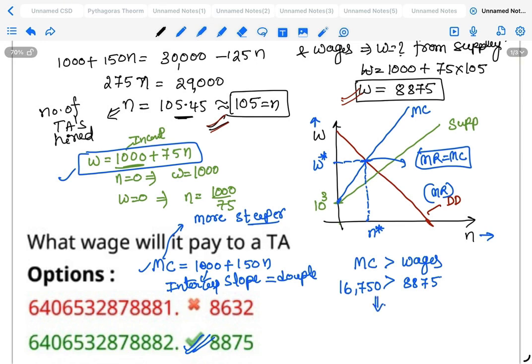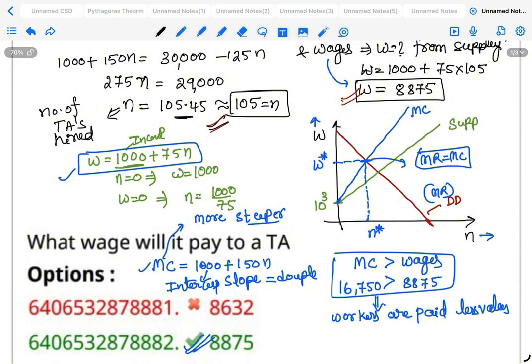The workers are paid less than their value. You can remember: find the wages from the supply function only. In this condition, the workers are paid less than their value because the marginal cost is more than the wages.